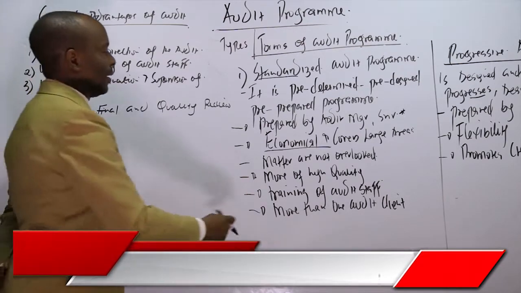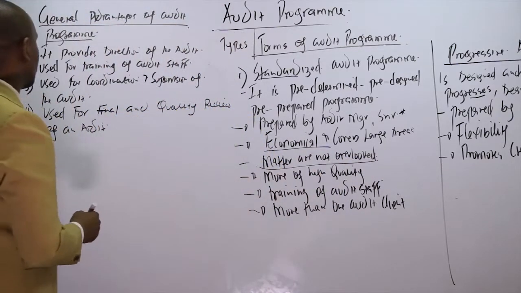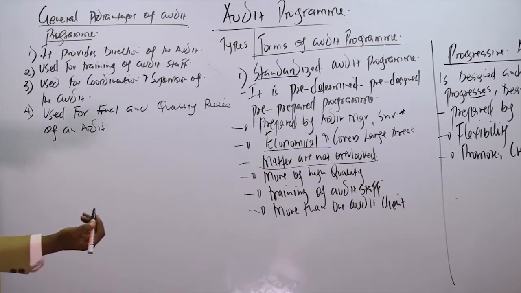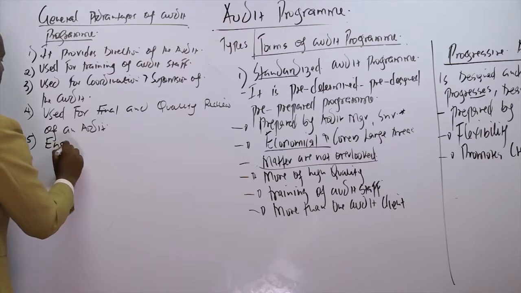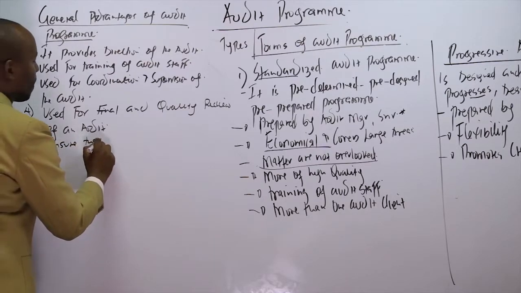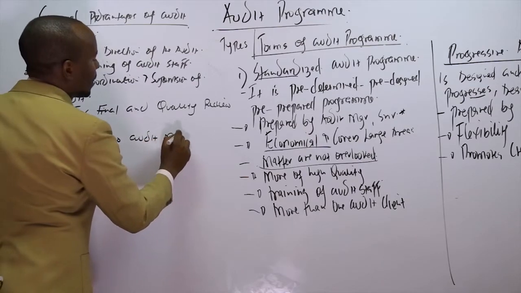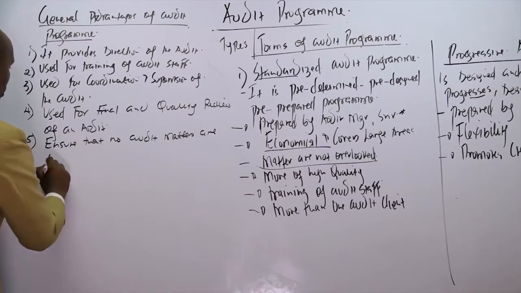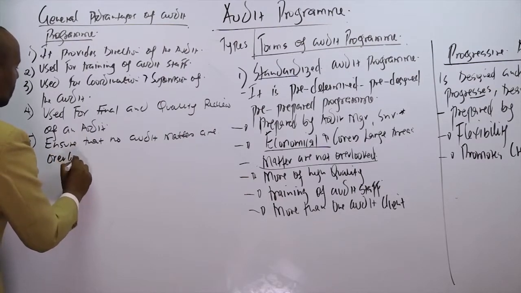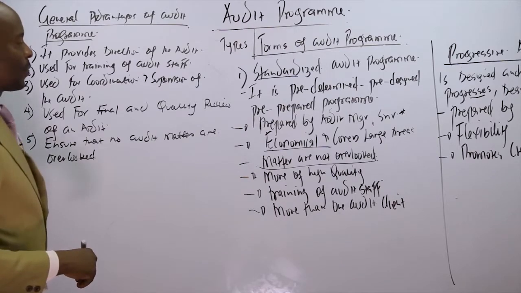We had also provided points like this one here, that an audit program ensures that matters are not overlooked because we are going to follow that program systematically. And therefore, we can provide that point here. We say, ensures that no audit matters are overlooked. So all the areas have been covered by that particular audit.